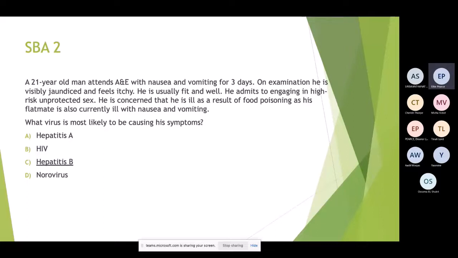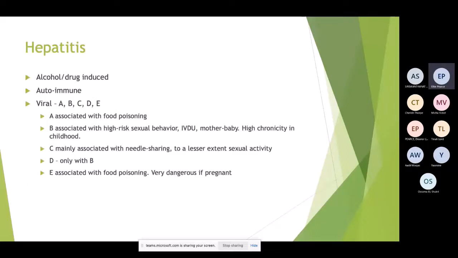So hepatitis is just a broad term for liver inflammation. As you know, there's lots of different causes or types of hepatitis. There's alcohol or drug-induced or toxin-induced inflammation of the liver. You can have autoimmune hepatitis, which is a lot rarer, but if you've got a patient that you can't find a cause for their hepatitis in their history, often you end up running extra tests that will look into the autoimmune side of things.